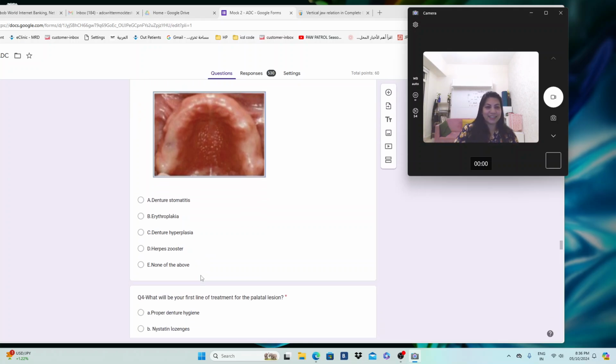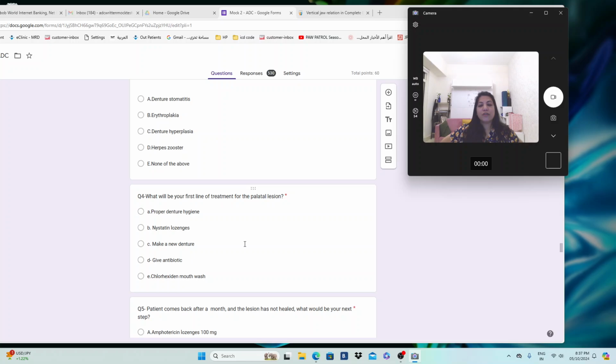So denture stomatitis is the answer here. What will be your first line of treatment for the palatal lesion? Okay, so we have inflammation there. It's inflammation, not infection, right? Why did the inflammation happen? Probably due to poor dental hygiene or denture hygiene. So what is your first line of treatment? See, first line is the key adjective here, because all the treatments would be right. But which is the first line of treatment that I'm going to choose?